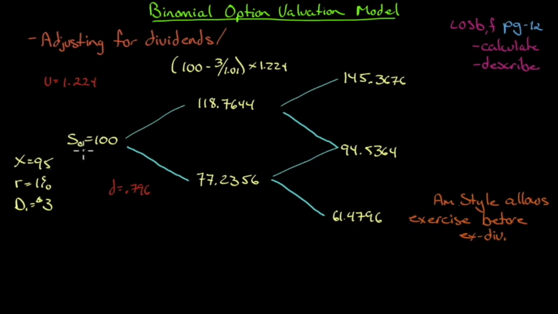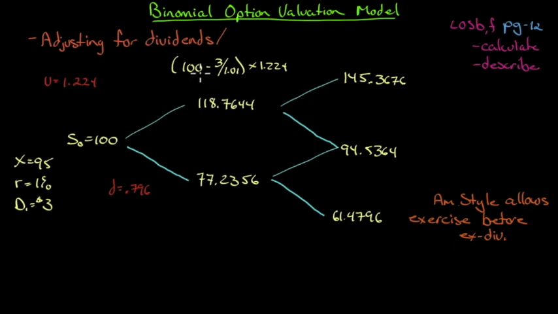Here's our scenario. Our current price is $100, strike price of 95, interest rate 1%, D1 or dividends in 1 year of $3. So how do we get to the 118 over here? If we're moving up, we have 1.224. Shouldn't that be 122.4? Well, no, because remember now, when a company pays a dividend, the stock price drops. So what would be the stock price at one period of time? This is the ex-dividend price.